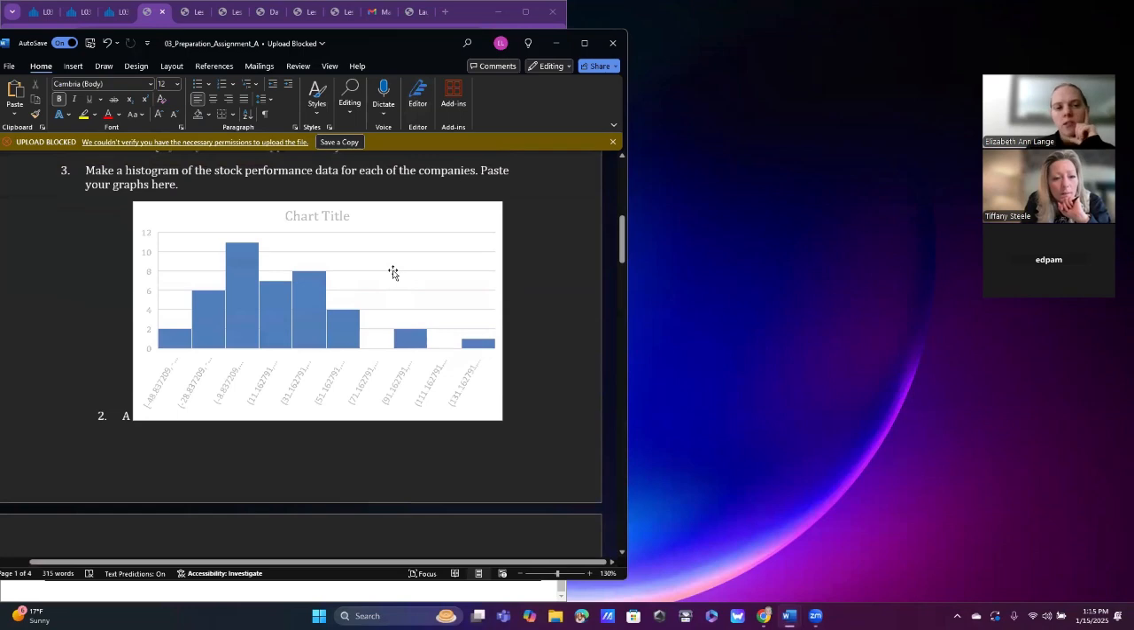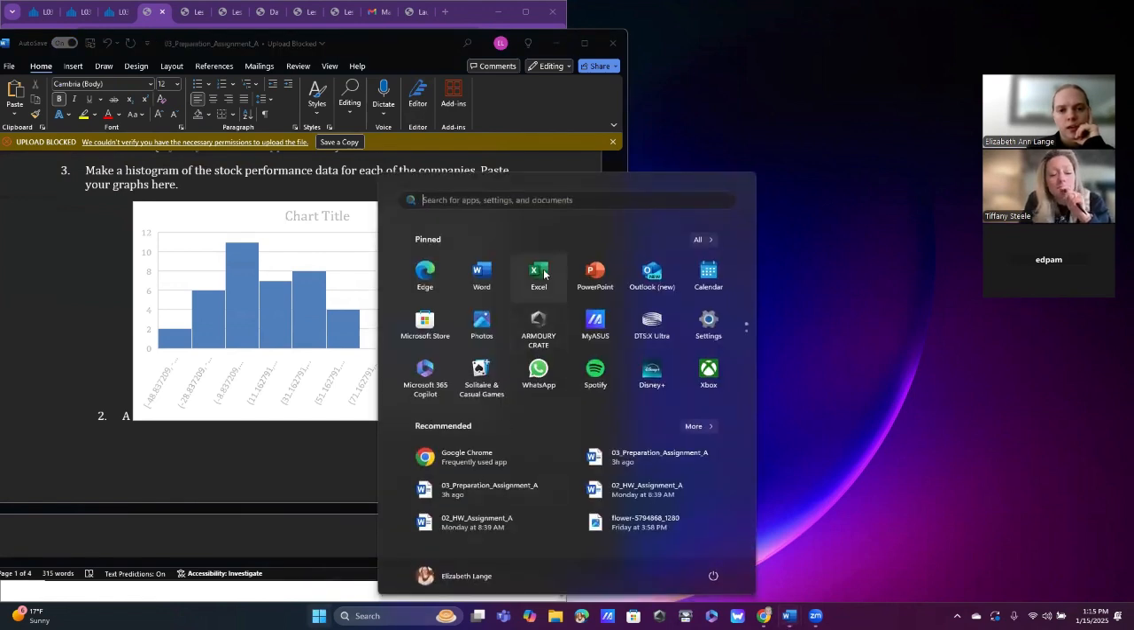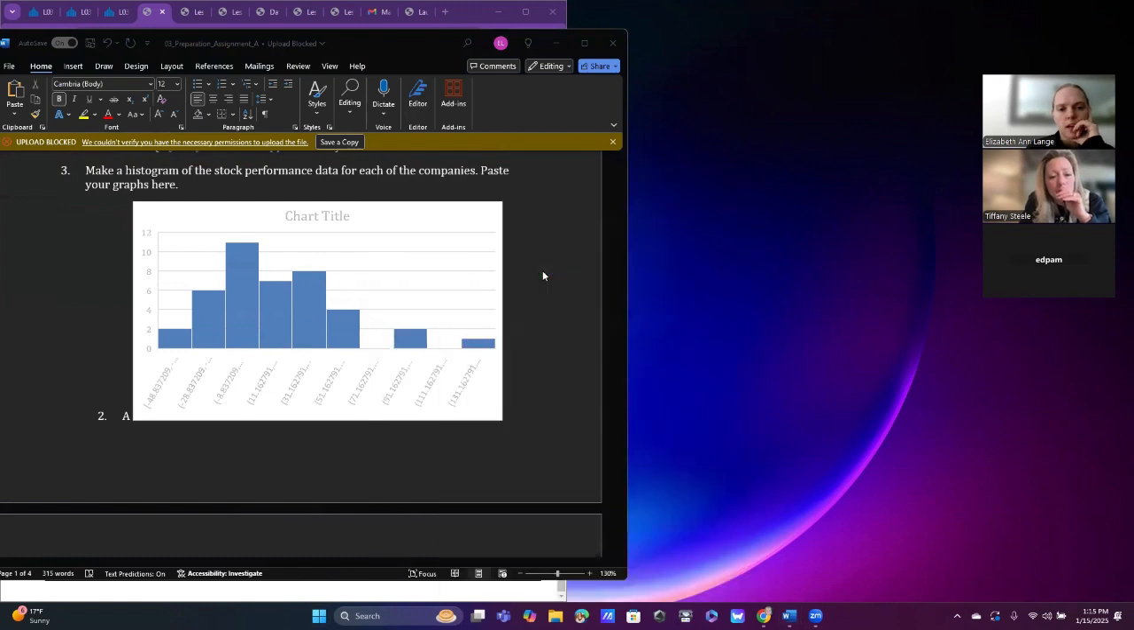So this is what graph A looked like for me. Then pull up the Excel too. See, that's not what mine looks like, and I don't know why. Hang on, let me show you what I did in Excel.